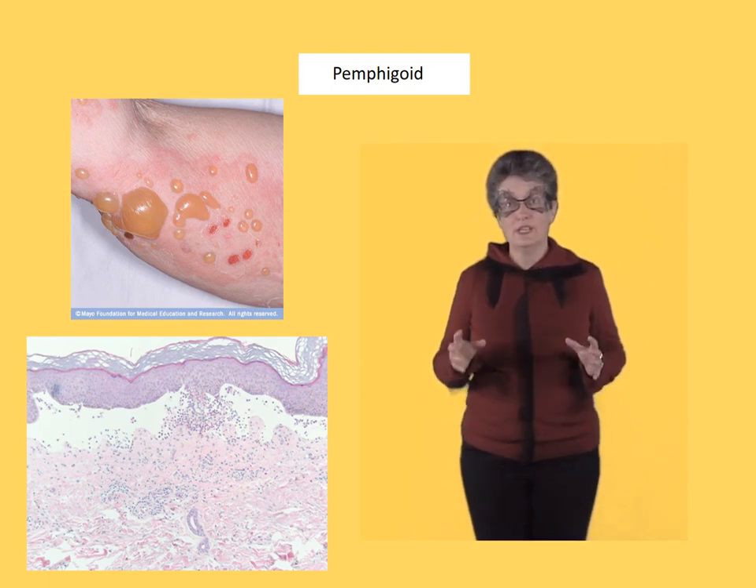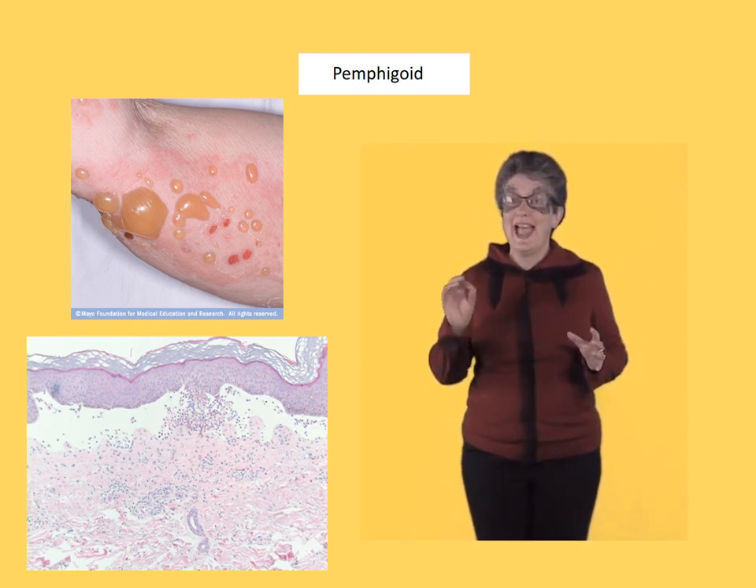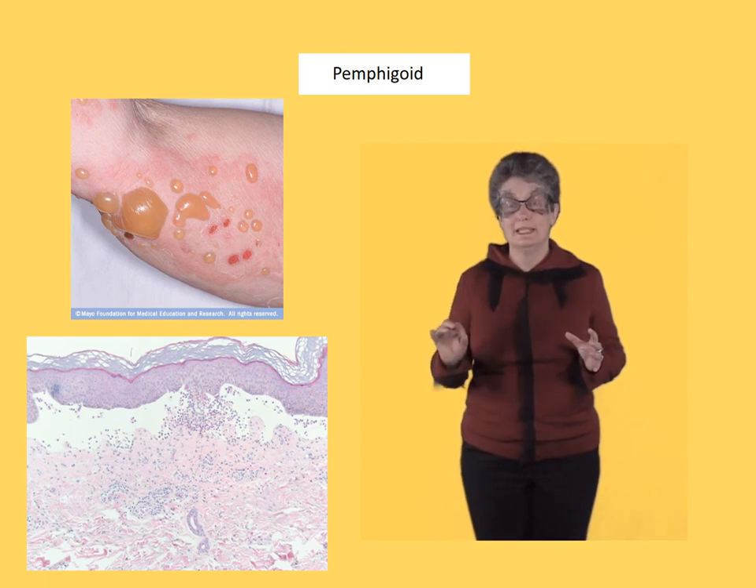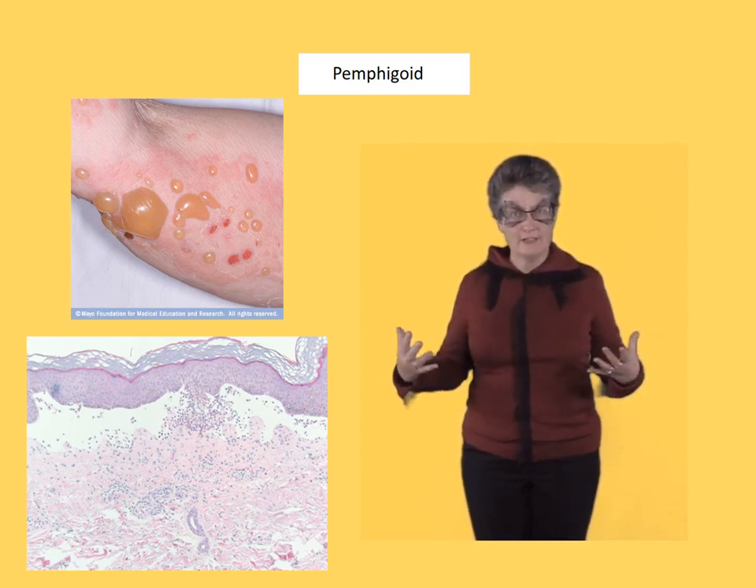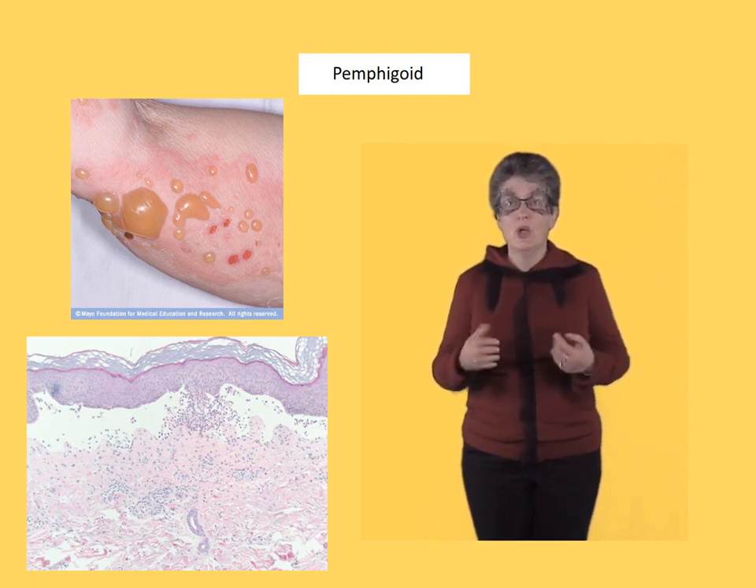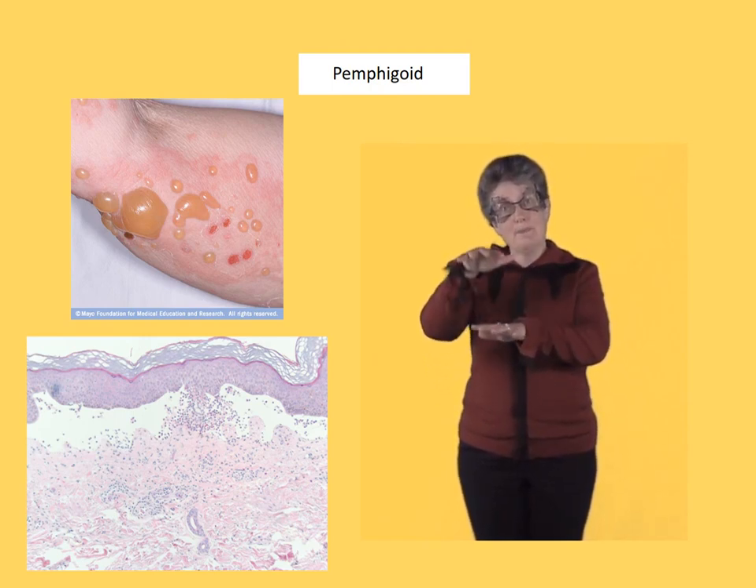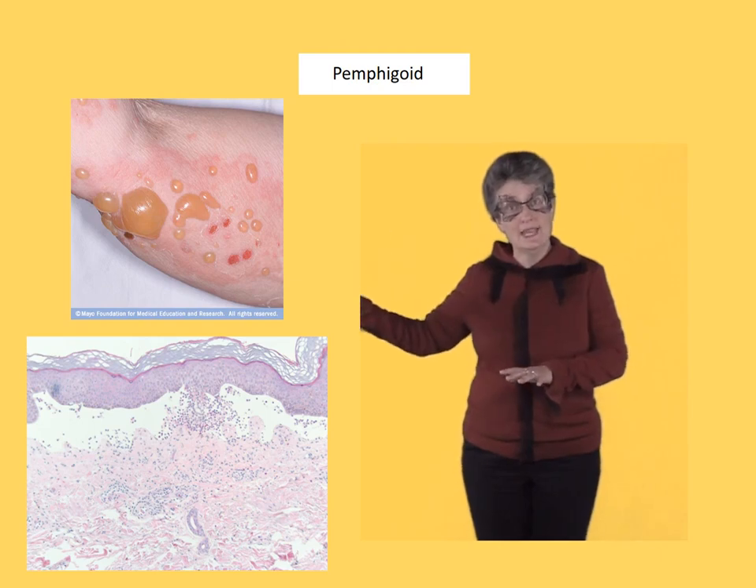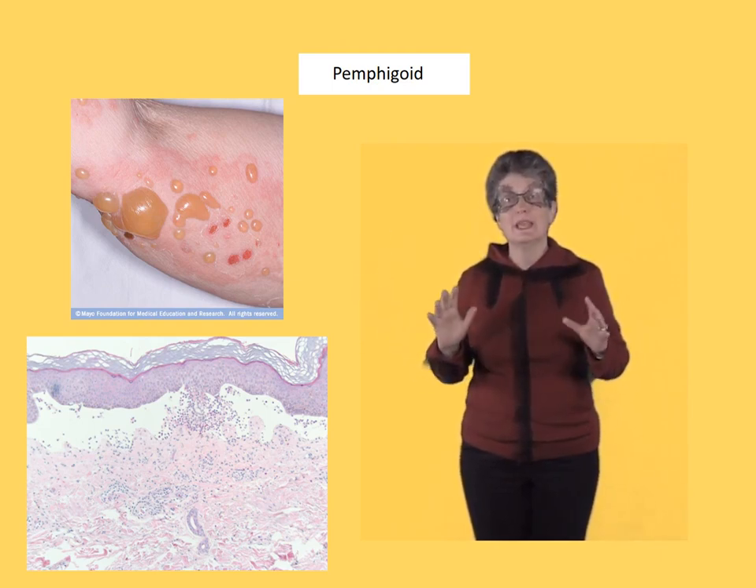In Pemphigoid, what happens is that antibodies form to the basement membranes. They attract inflammatory cells, complement is activated, and before we know it, the epidermis is separating from the dermis. Can you see it in the picture here? And that, of course, forms a blister.